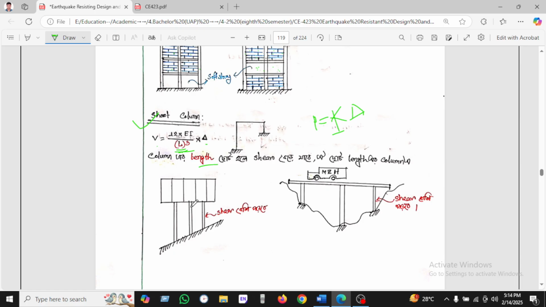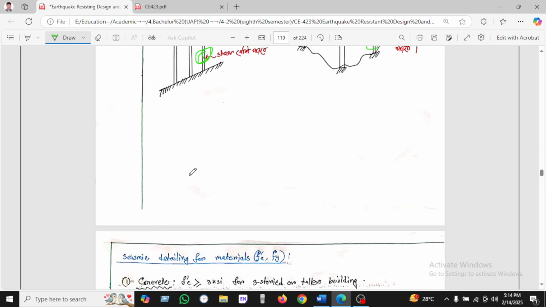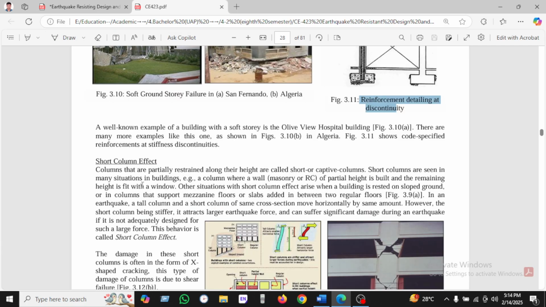So we can see here the building is sloping. So this column will take more shear. This column, this pier, will take more shear. Okay, let's see the short column.